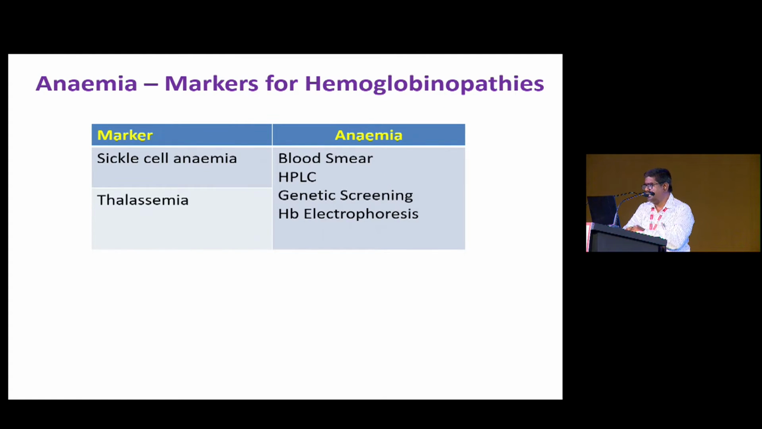Hemoglobinopathies, sickle cell anemia and thalassemia, can be screened based upon the blood smear, and HPLC can pick up the various isoforms of hemoglobin, including sickle cell and HbE. You can go for genetic screening to rule out sickle cell anemia and thalassemia. Of course, the most important as well as the confirmatory analysis is hemoglobin electrophoresis for the confirmation of sickle cell anemia and thalassemia.